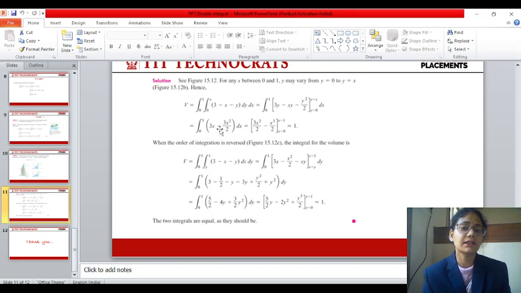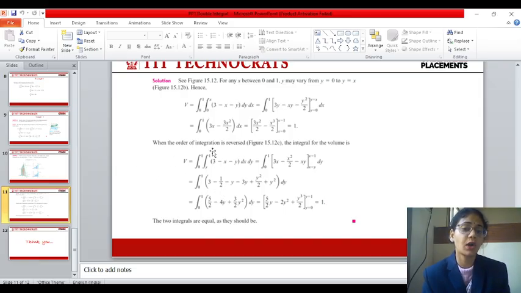After integrating with respect to y, we will integrate with respect to x. This will be x square upon 2 minus x cube upon 2. Put upper limit minus lower limit, and this will become simply 1. So this is the value we get by taking the vertical strip. Now you can check this by changing the order of integration.